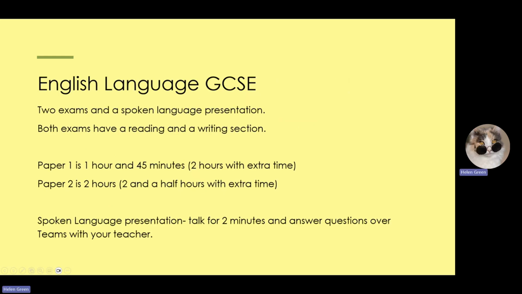English Language is made up of two exams, which both have a reading and a writing section, and also a spoken language presentation. The exams are 1 hour 45 minutes and 2 hours. The presentation is on a topic of your choice, and you only need to talk for about 2 minutes and answer some questions from your teacher. It doesn't have to be done with any other students, and it can be done over Teams with a recording of just your voice.